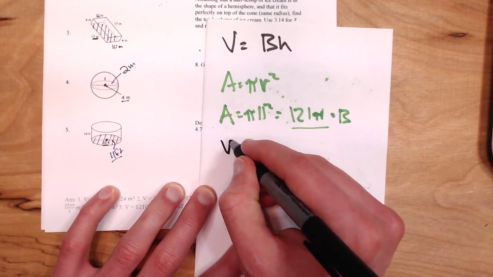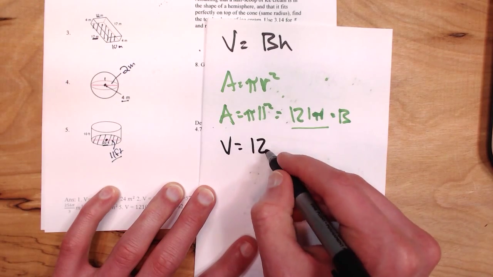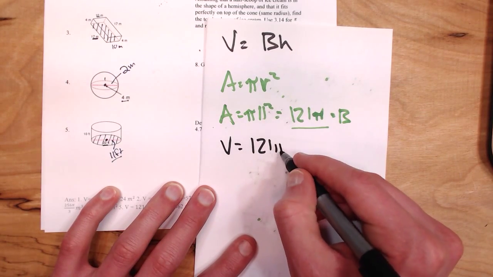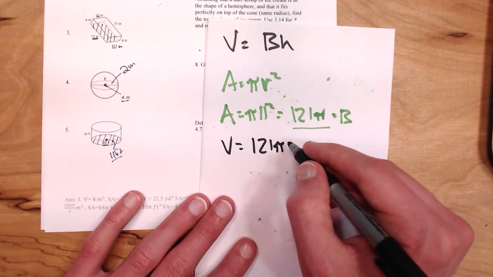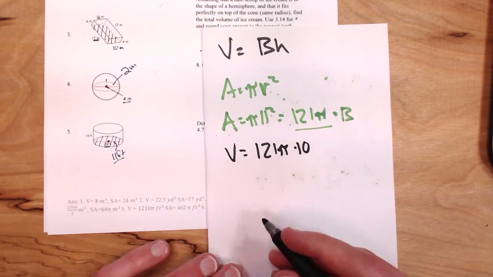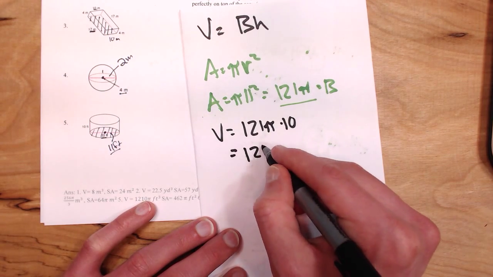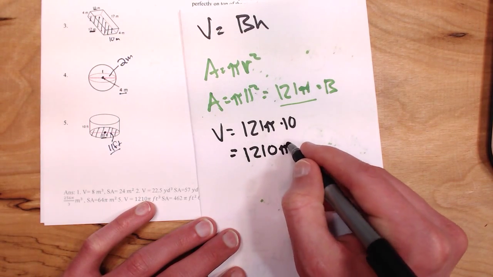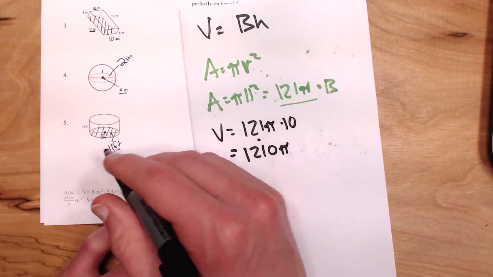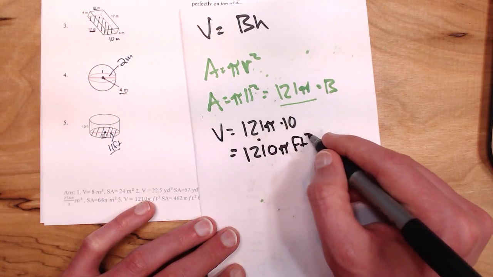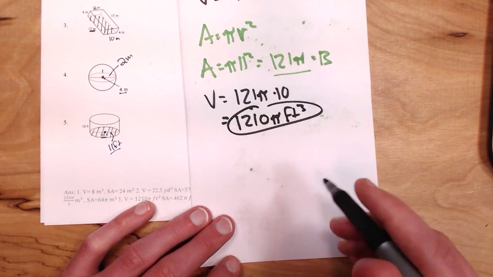And now our volume is going to be 121 pi, which is B, the area of our base, times the height, which is just 10. And that will give me 121 times 10 is 1210 pi. And I should put units. This is feet cubed. Okay, great.